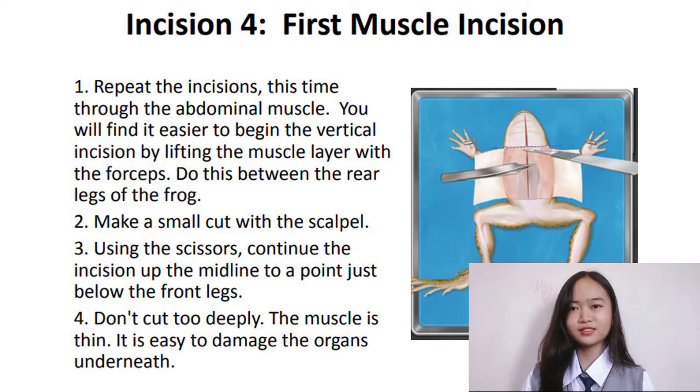The next one is the fourth incision, the muscle incision. First, repeat the incisions, but this time through the abdominal muscle. You will find it easier to begin the vertical incision by lifting the muscle layer with the forceps. Do this between the rear legs of the frog. Second, make a small cut with a scalpel. And third, using the scissors, continue the incision up to the midpoint, just below the front legs. But note, do not cut too deeply. The muscle is thin, and it is easy to damage the organs underneath.